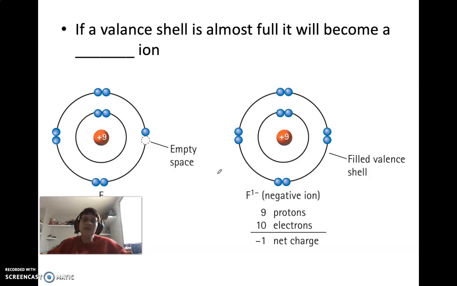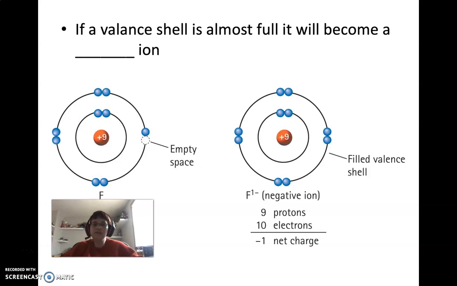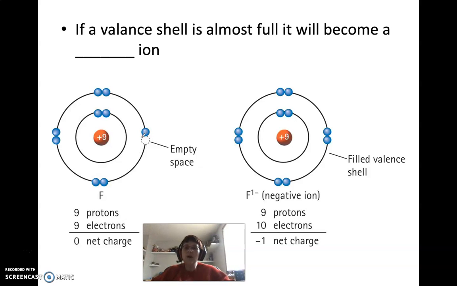If the valence shell is the opposite of sodium and almost full, like here with fluorine, it just needs one electron. It's going to steal that electron from somewhere and fill that outer shell. Here they've done the math for us. We started with 9 and 9, but now we've got one extra electron. So 9 protons and 10 electrons gives us a -1 charge, which is a negative ion. It's just a little review from chapter 8.